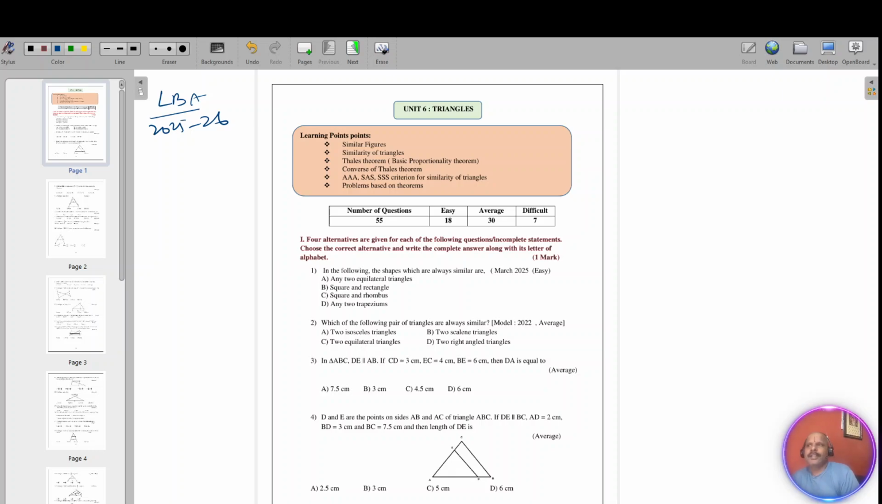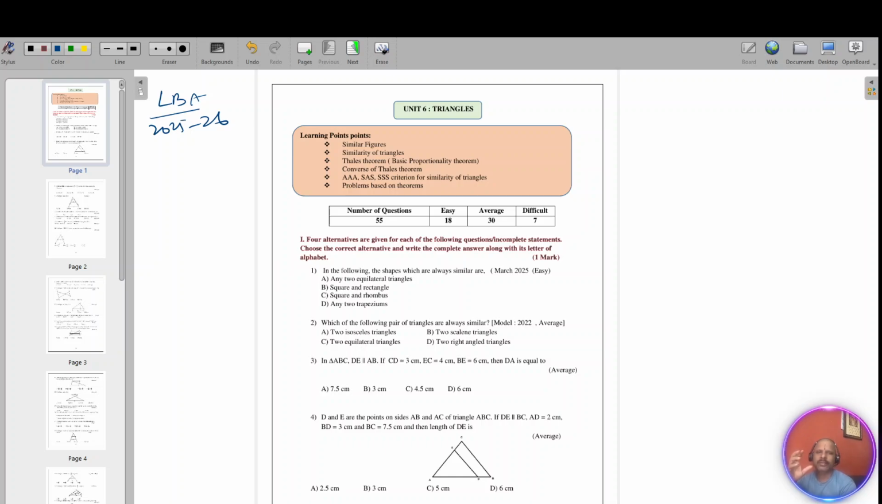Hello students, in this class we'll see triangles lesson based assessment MCQ questions. MCQ questions 2025-26 class 10 will start. In the following, the shapes which are always similar. Similar shapes means which will have same shape.